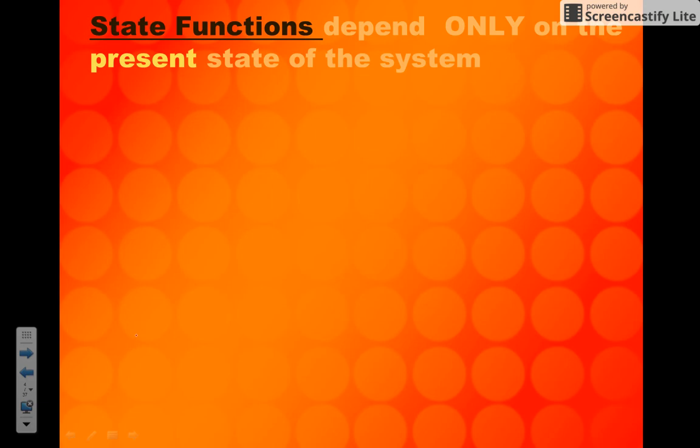So let's talk about a state function. We have state functions and we have path functions. Well, state functions are functions that depend only on the present state of the system.